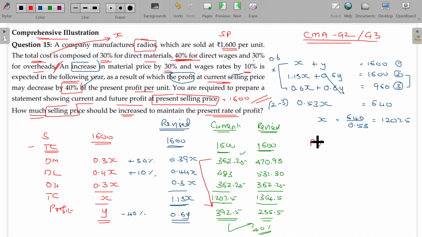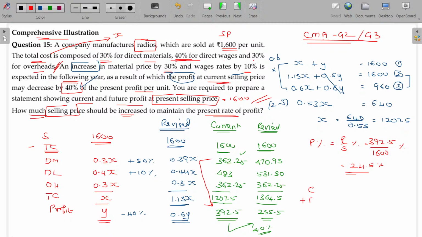So profit percentage is profit by sales. Profit currently 392.5 divided by 1600. What is the percentage? 24.5%. It means if sales is 100, your profit should be 24.5.